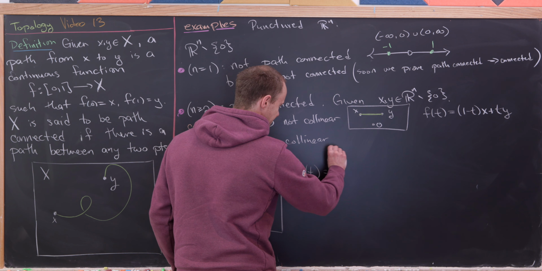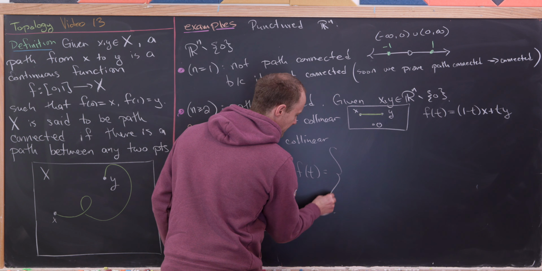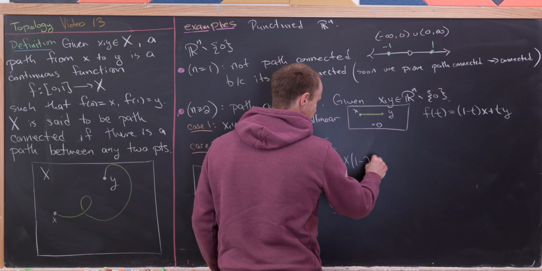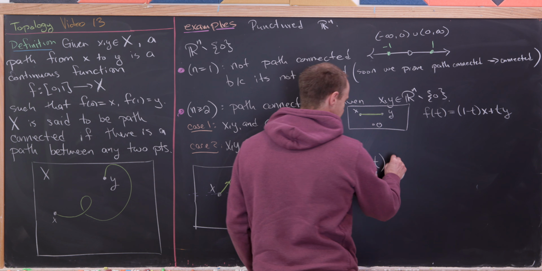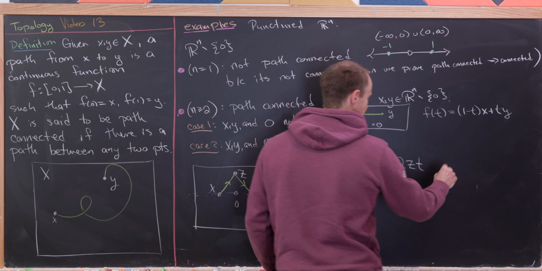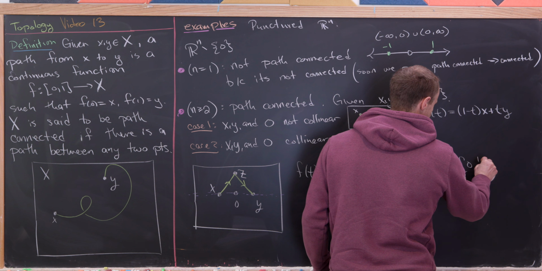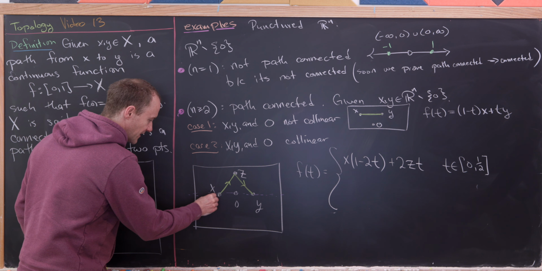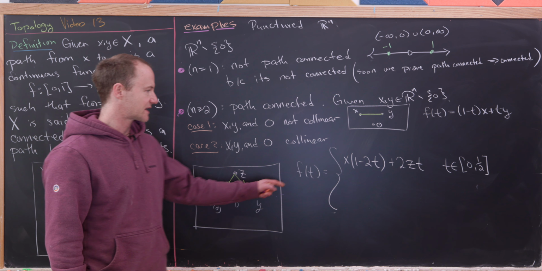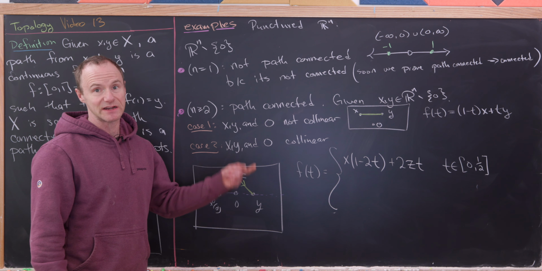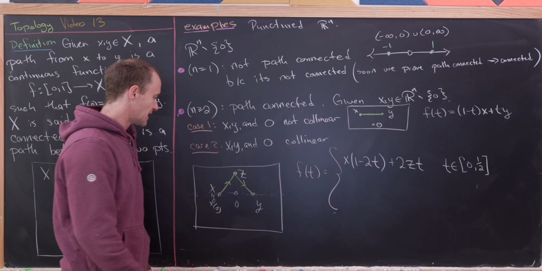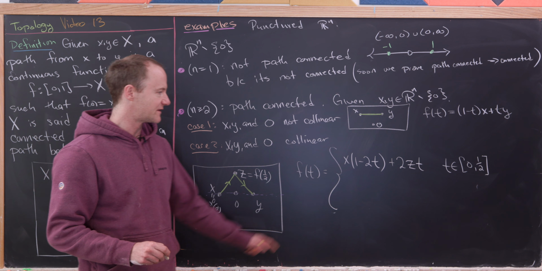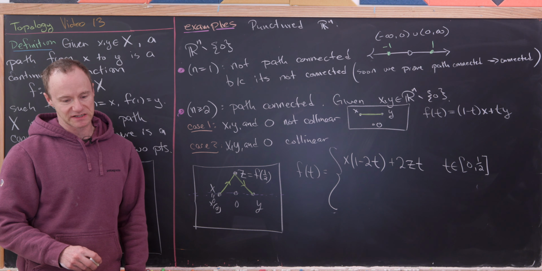So let's say that f of t is equal to the following piecewise defined function. It'll be x times 1 minus 2t, plus 2 times z times t, and this is if t is on the interval from 0 to 1/2. So let's observe that f of 0 will be equal to x based off of this. Notice that zeroes out the z part. And then z is going to be equal to f of 1/2. So if we plug 1/2 into here, it clearly zeroes out the x part.